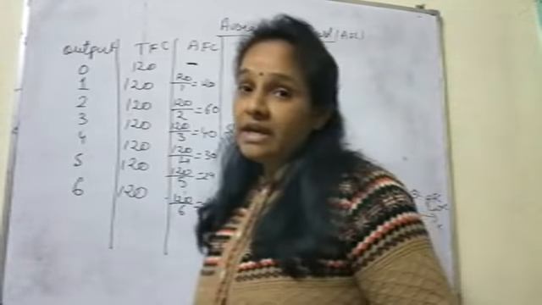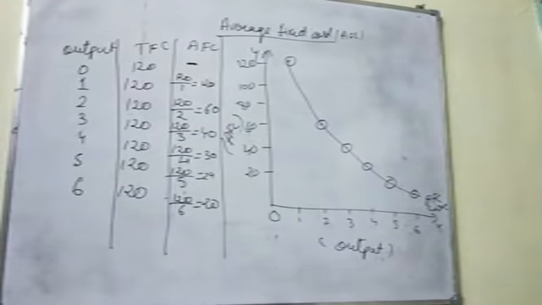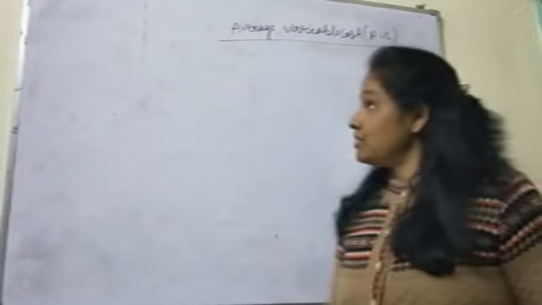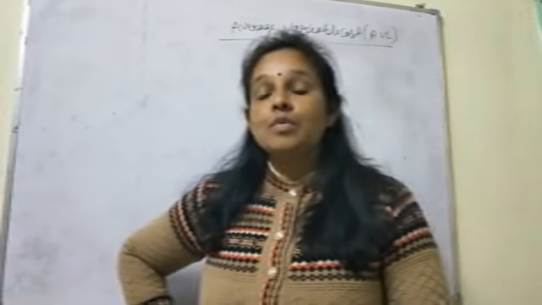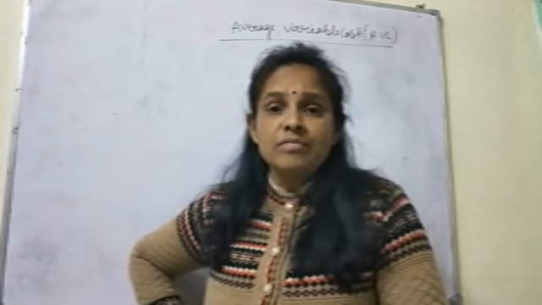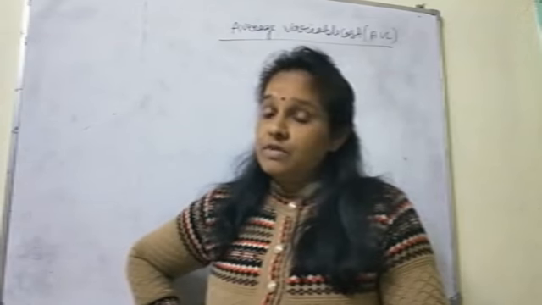Now we will do AVC, that is average variable cost. So we have to do average variable cost now. What is the meaning of average fixed cost? Per unit cost of the fixed factor. So what will be the meaning of average variable cost? Per unit cost of the variable factor is called average variable cost.